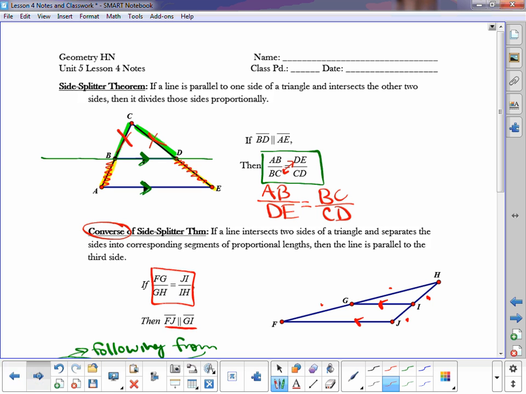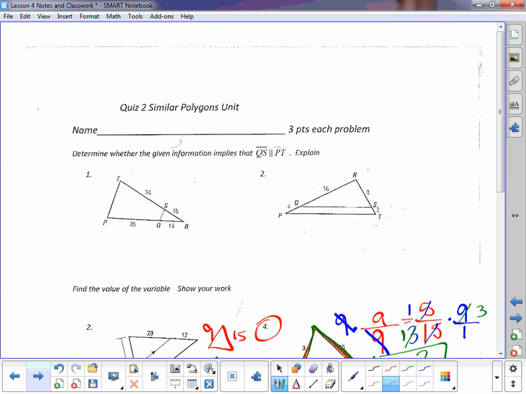So if I go back to that classwork, and you guys do like musical chairs or papers, numbers 1 and 2 go along with that. Determine whether the given information implies that QS is parallel to PT. So let's just take a look at number 1 here. Determine if these are parallel. Well, in order for my lines here to be parallel, the sides must be proportional. So let's set up our proportion and compare.